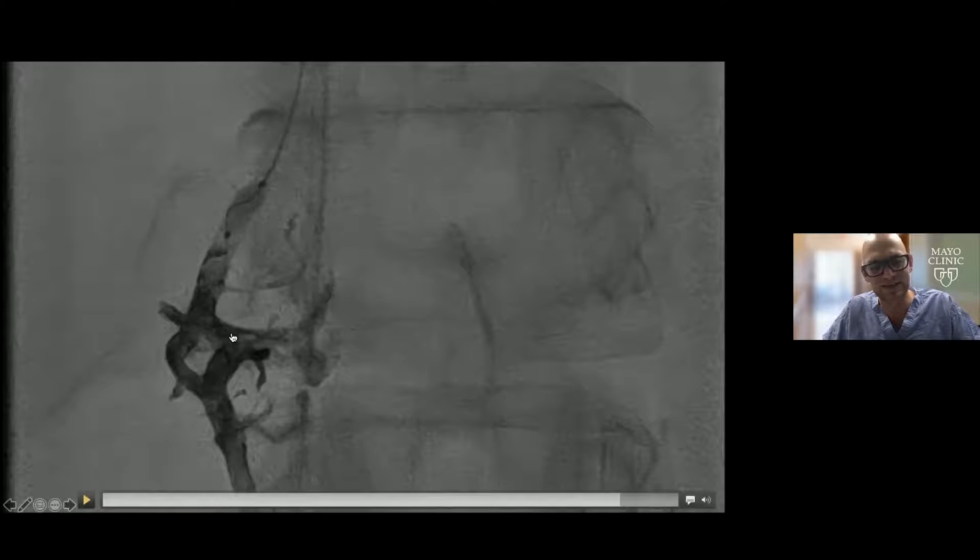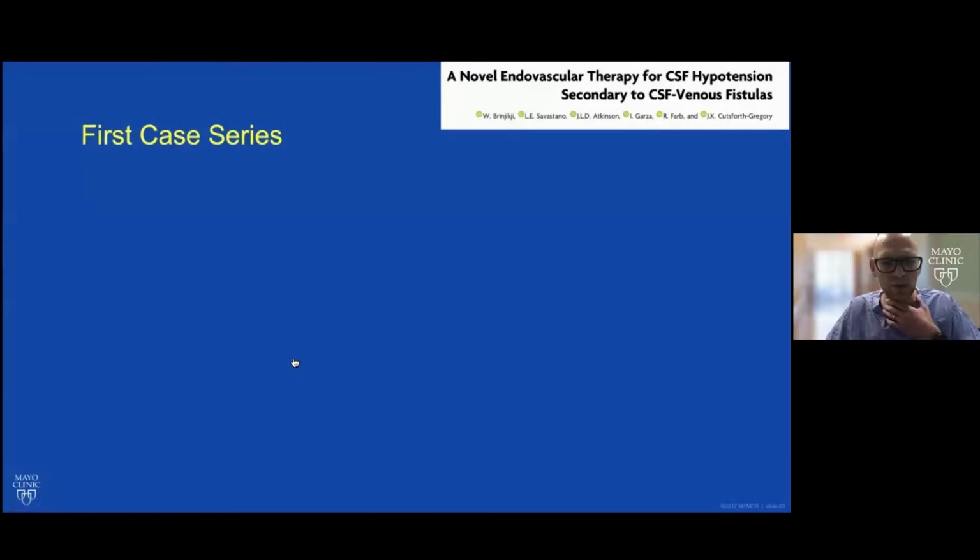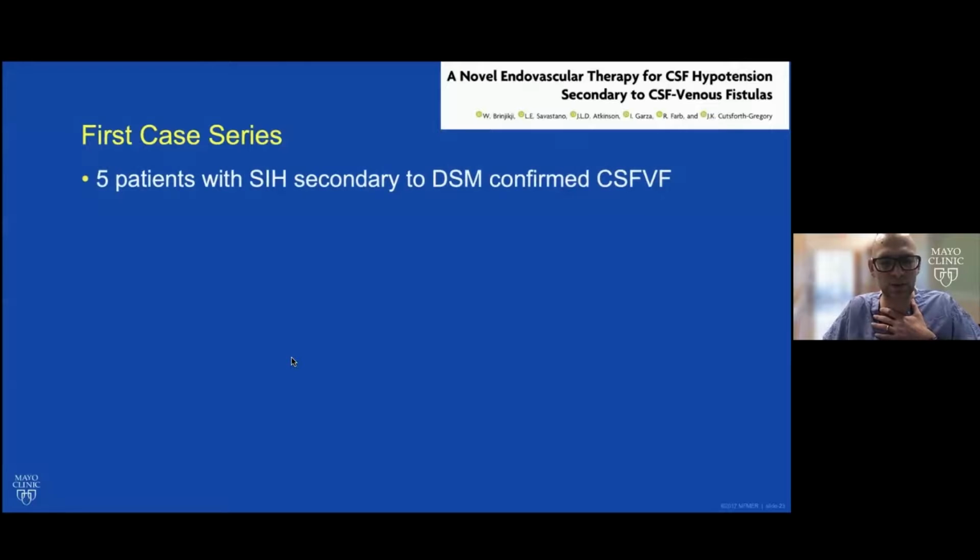One of the things that I do like about liquid embolic agents in general is that they do find pretty much every nook and cranny, all the different venous outlets that could potentially be used for a CSF venous fistula. You can see we have some epidural here as well, which is something that I like to see in the final result. So our first case series, we published in November.